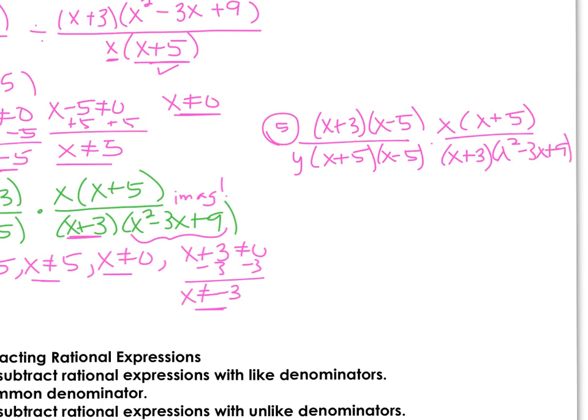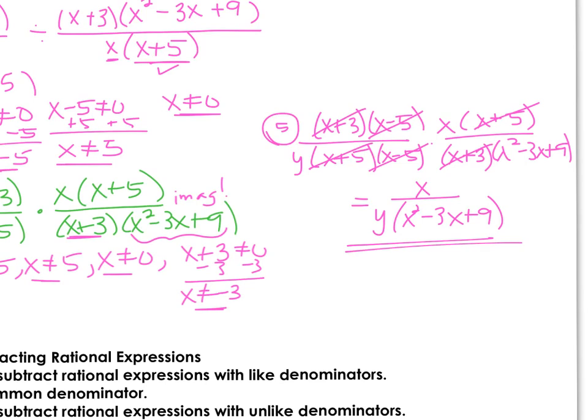Okay, let's cross some things off. That's more fun. Now I see the x plus 3 on the top crosses off with the x plus 3 on the bottom. X minus 5 matches on top and bottom in that same fraction, and that's okay. There's our plain x, which doesn't cancel, but the x plus 5 will cancel out with the x plus 5 in the denominator here, leaving us with a final answer of x in the numerator over y times x squared minus 3x plus 9. And there you have it, dividing fractions with polynomials.